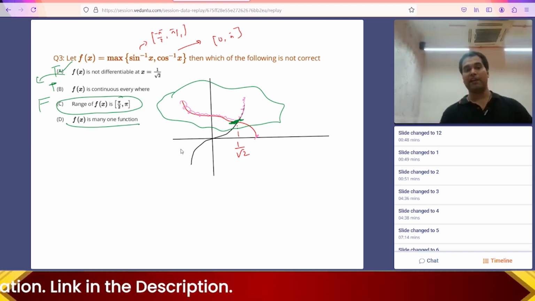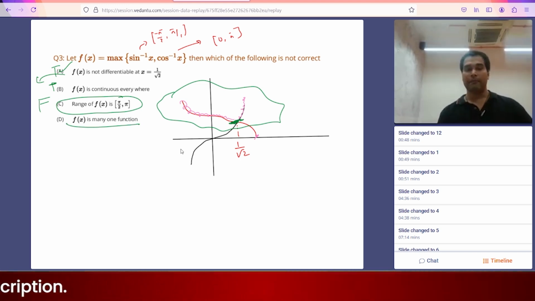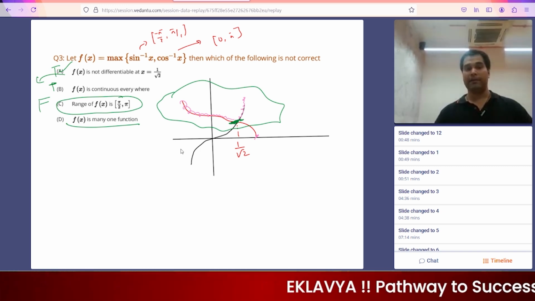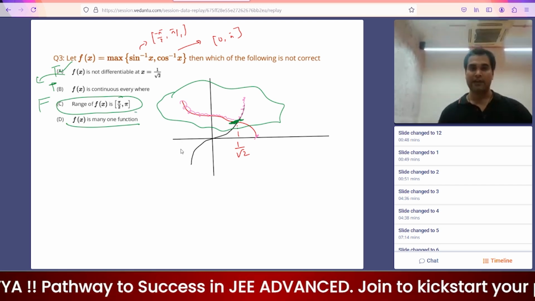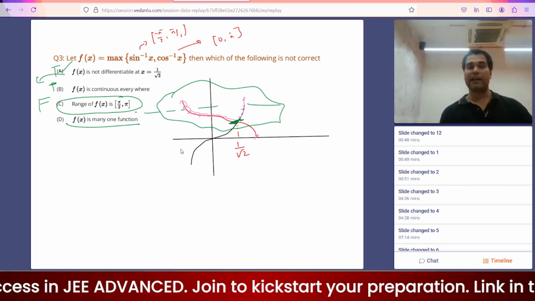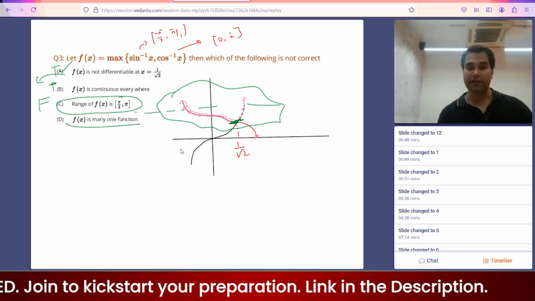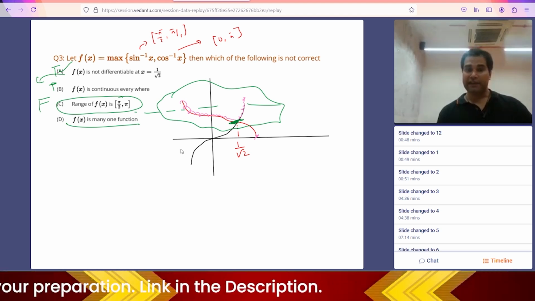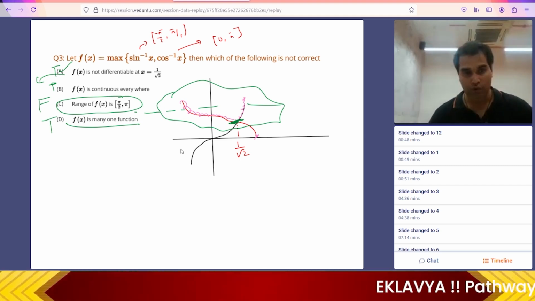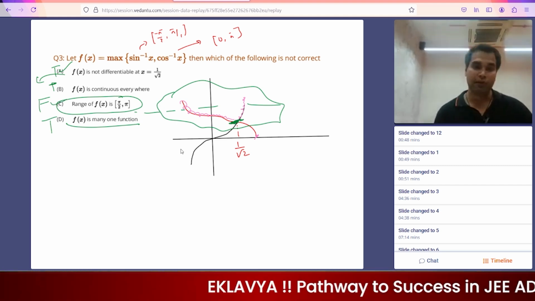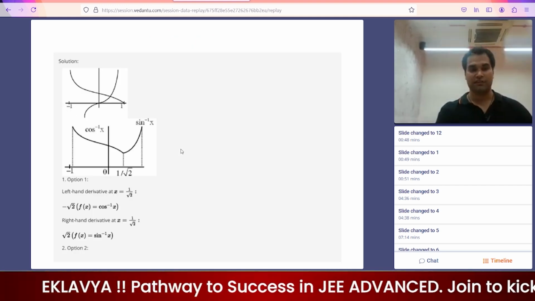Or f(x) is many one. How to check many one? To check many one, if any line drawn parallel to the x-axis cuts at more than one point, here this line intersects at 2 points, this means this is a many one function and this option is also true. Hence here option C is the correct answer.